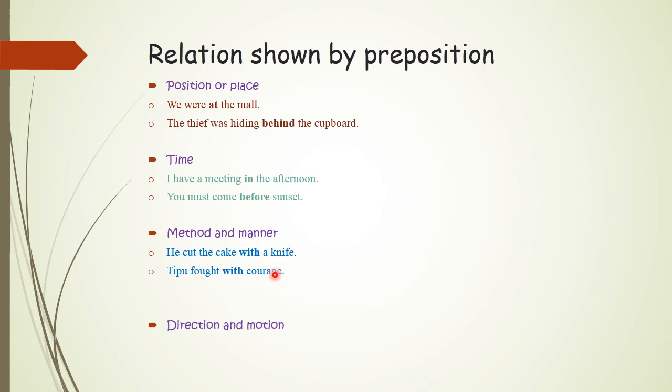Then, direction and motion. He fell into the river. Here it shows the direction and motion. So in which direction did that person fall, or what was the motion? He fell into the river. The moon moves around the earth. So there is a kind of movement. That movement is clearly shown using the preposition around. The moon moves around the earth.